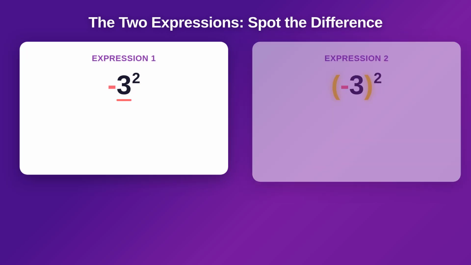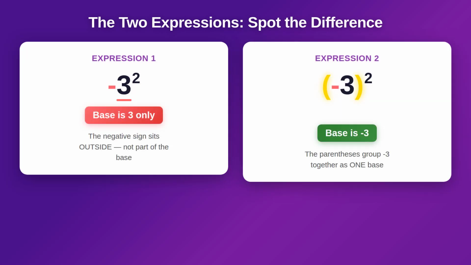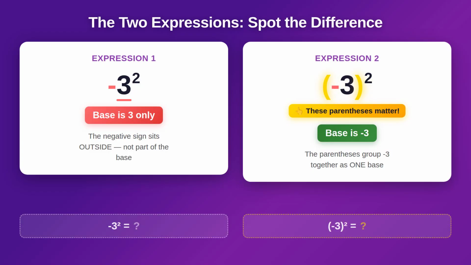Now, let's look at both expressions side by side. On the left, we have -3 squared. The negative sign is sitting outside with no parentheses. On the right, we have -3 in parentheses, all squared. See the difference? In the left expression, only the 3 is the base. The negative sign is outside. In the right expression, -3 together is the base. The parentheses group them as one unit. That tiny pair of parentheses completely changes who the exponent is talking to.